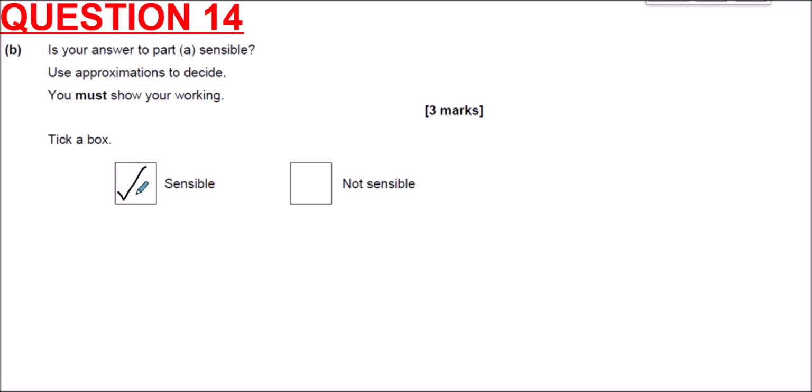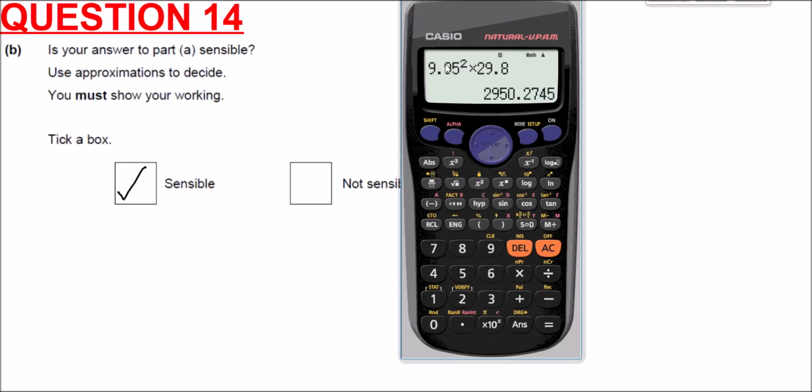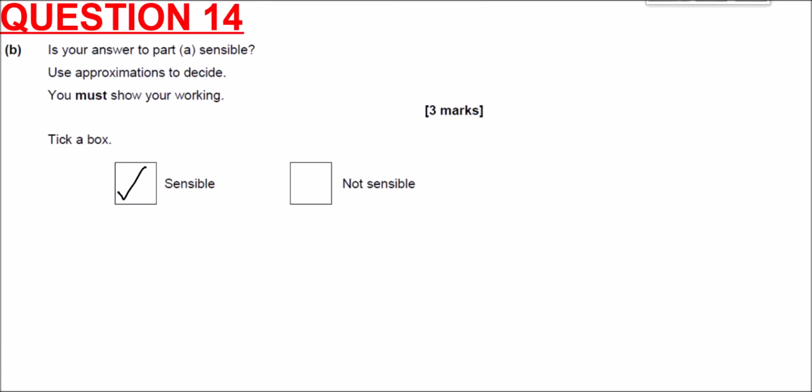It's got to be, unless you've mispressed and done, like, I don't know, let's say you may have done 995 squared instead of 9.95. Anyway, it's a case of proving why it's sensible. And the key word here is approximations.